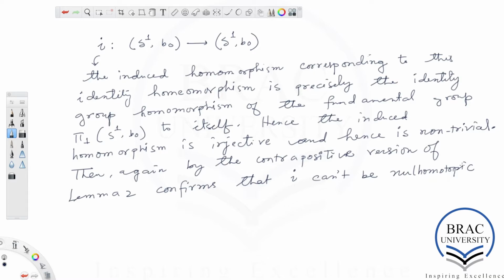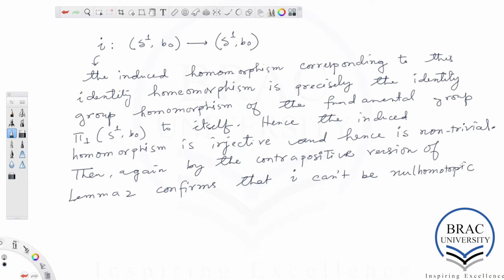The inclusion map of the unit circle onto the punctured plane is not null homotopic. That was one part, and the other part is that the identity map of the circle to itself is not null homotopic. Good.